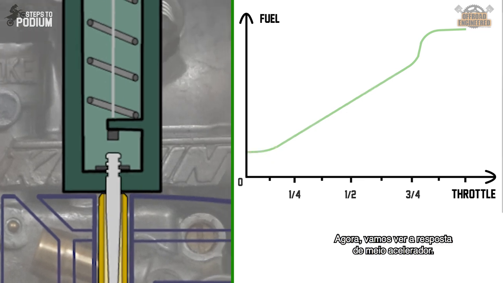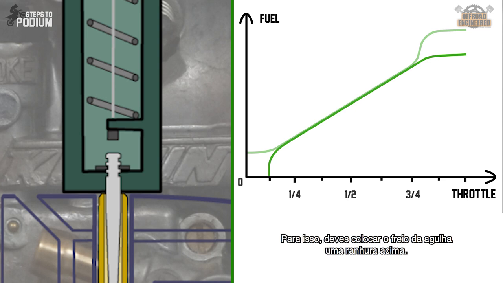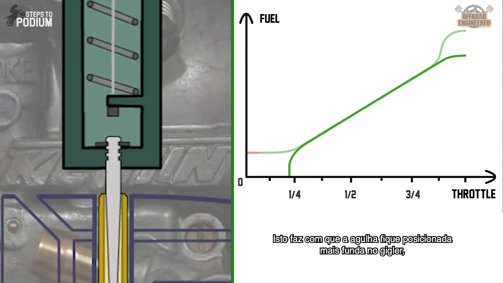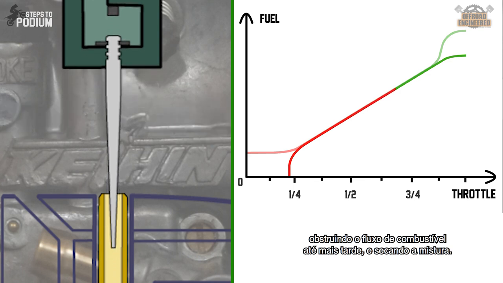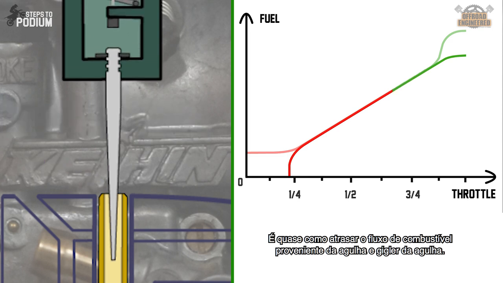Now let's take a look at the mid-throttle response. If you feel the bike bogging too much, it's because the mixture is too rich and you have to lean it out. To do that, take the needle and place the circlip a groove higher. This will position the needle lower on the needle jet and it will obstruct the fuel flow for longer, leaning out the mixture. You can look at it as delaying the fuel flow from the needle and the needle jet.